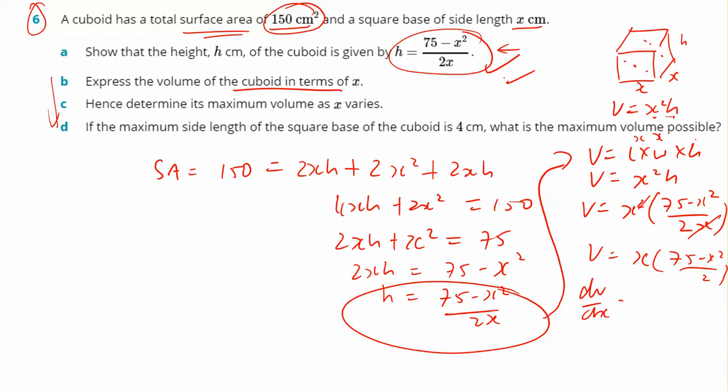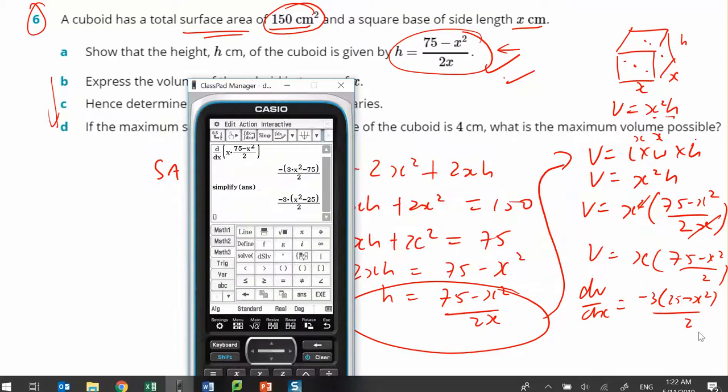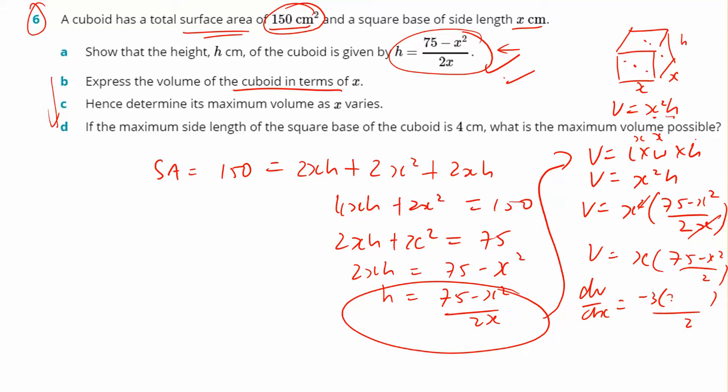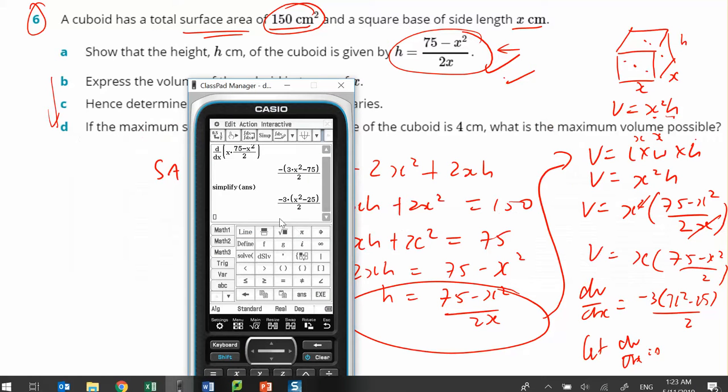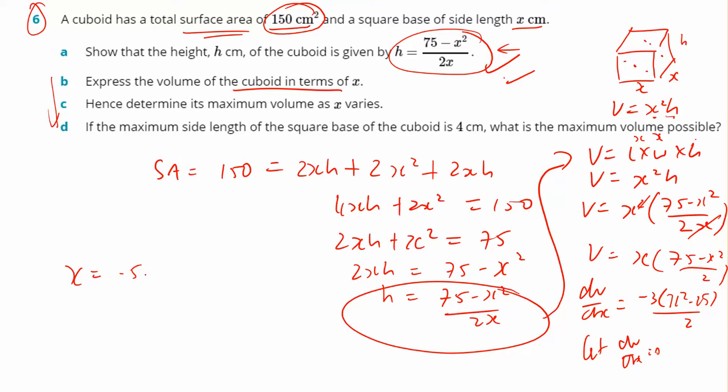So dV/dx is negative 3x squared plus 75 over 2, which is minus 3 over 2 x squared plus 75 over 2. You would show this working on your calculator. You let the derivative equal 0 to get the maximum, and solve it. So it occurs when x equals negative 5 and 5.